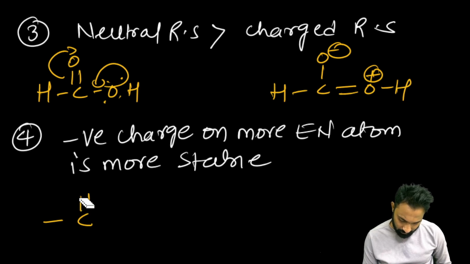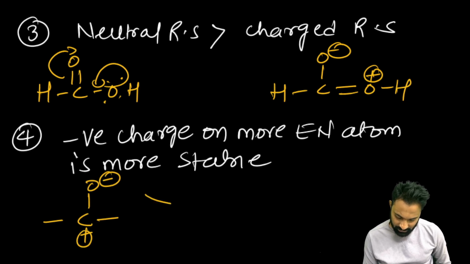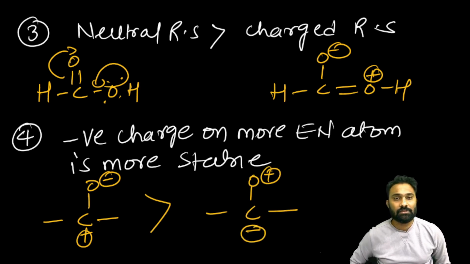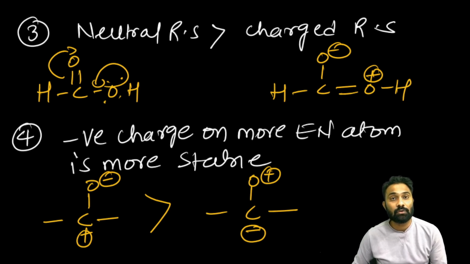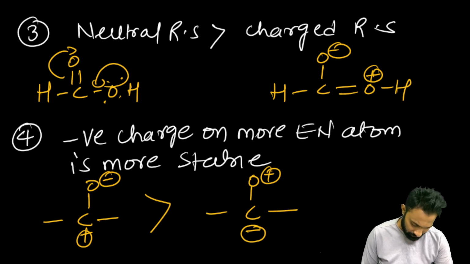Now here, the oxygen has the negative charge and the carbon has the positive charge. This is more stable than the oxygen bearing the positive charge and the carbon bearing the negative charge. Clear? This resonating structure is more stable, because the more electronegative atom bearing the negative charge is more stable than the less electronegative atom bearing the negative charge. Clear?